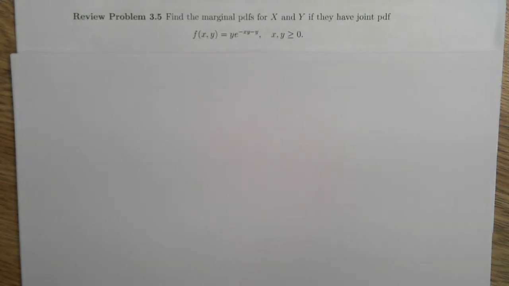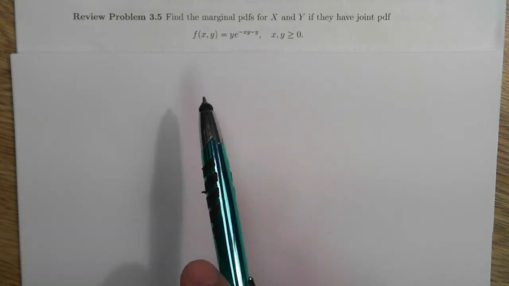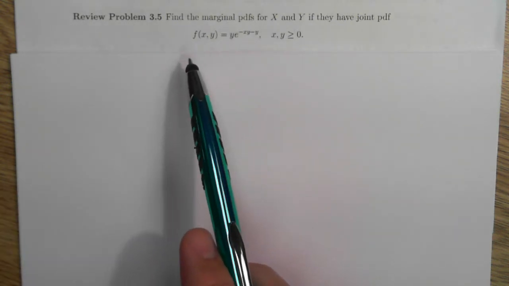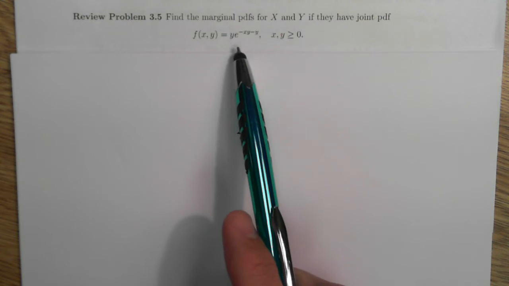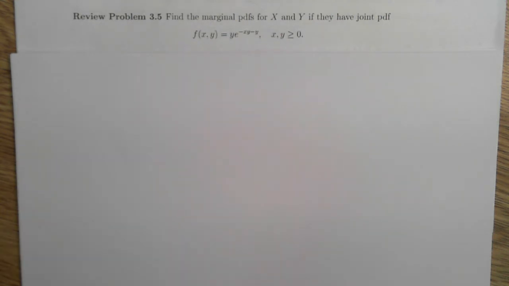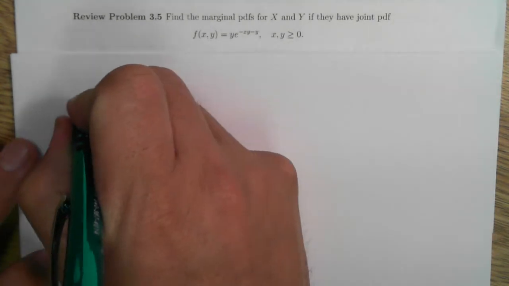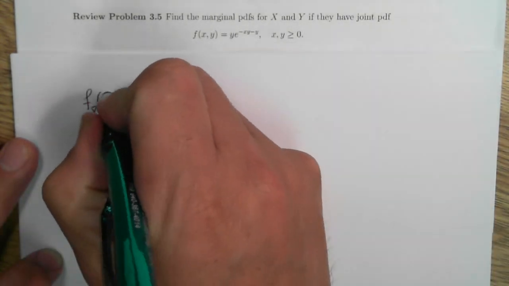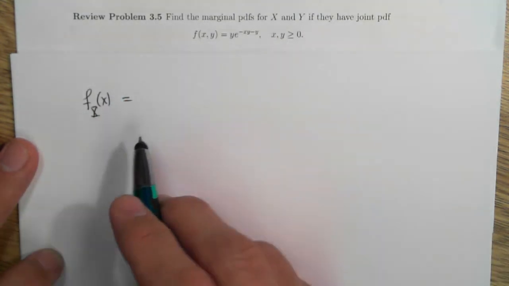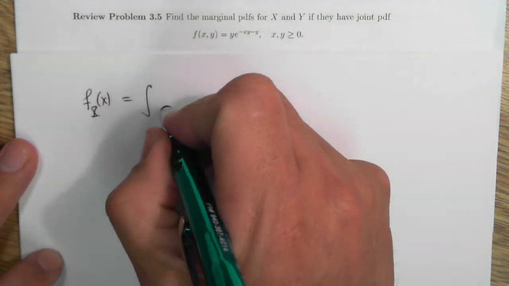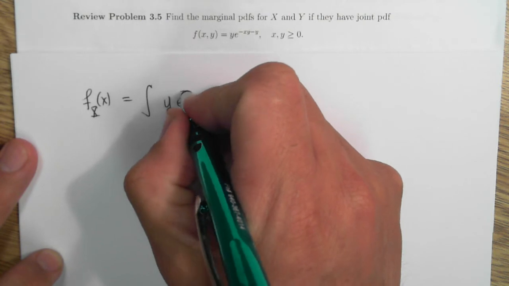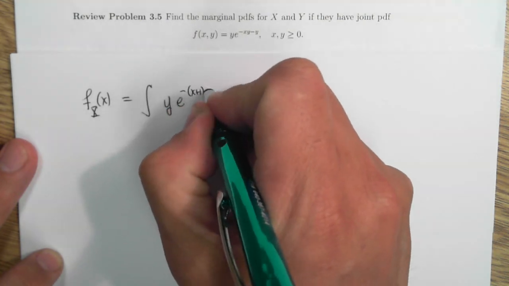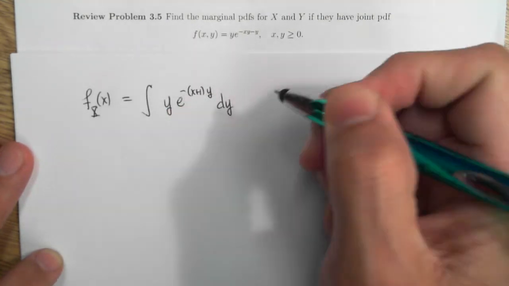Okay, for review problem 3.5, we need to find the marginal density functions, the marginal PDFs of x and y, if we have a joint PDF that looks like this, y times e to the minus xy minus y. To get started, first we find the marginal density for x, and we get this by integrating out the y. So, the integral of y times e to the minus (x plus 1) times y dy.